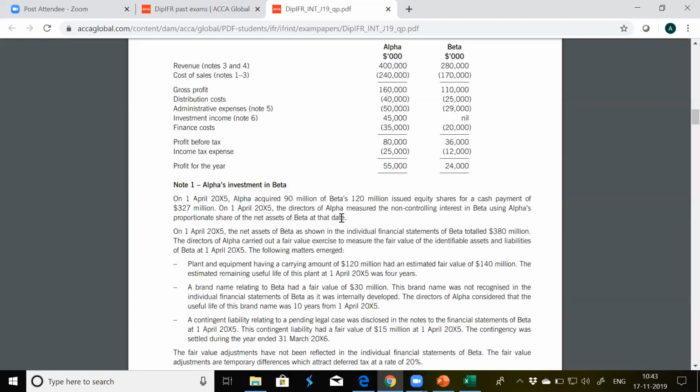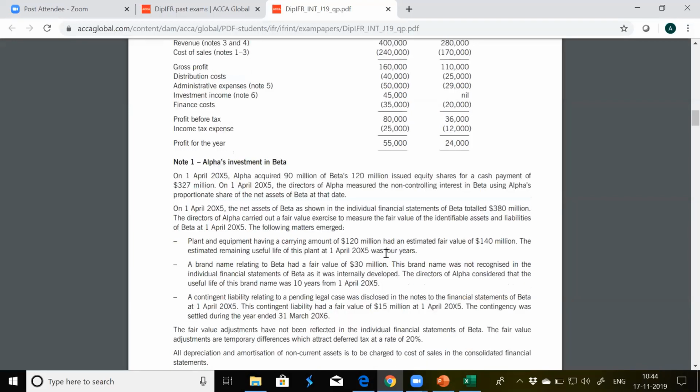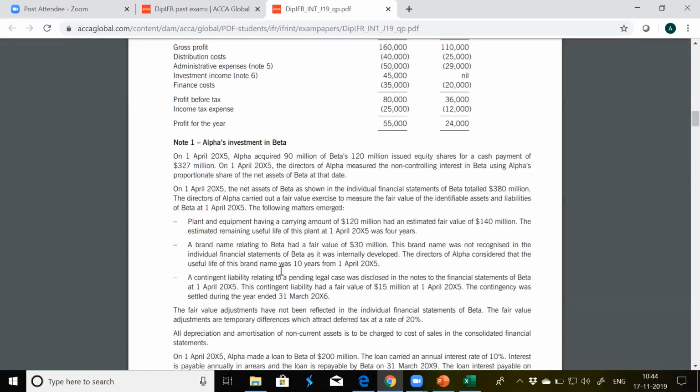On 1st April 2005, the net assets of Beta as shown in the individual financial statements of Beta totaled 380 million. That means on the date of acquisition, the net assets were 380 million. The directors of Alpha carried out a fair value exercise to measure the fair value of the identifiable net assets. So it's a requirement of IFRS 3 business combinations that we need to fair value all assets and liabilities on the date of acquisition. Where we'll use this information?